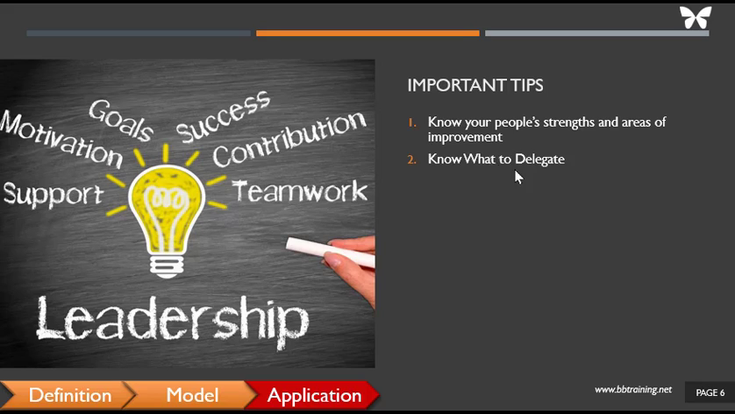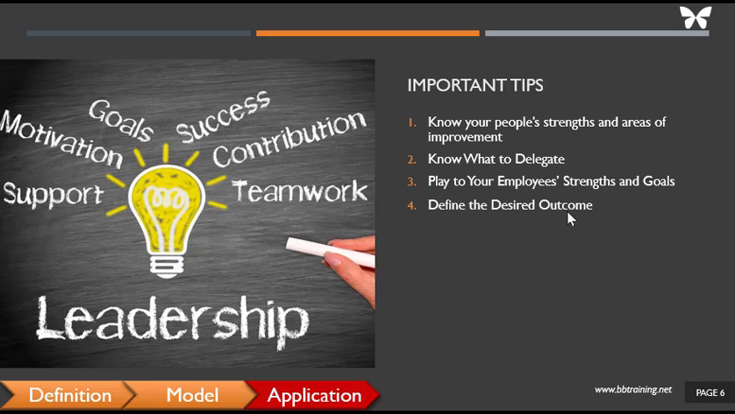The second thing is know what to delegate. And these points 1 and 2 actually go hand in hand. So when we know what to delegate and whom to delegate, that's how it works. Play to your employees' strengths and goals, which means you know what somebody is good at and what somebody wants to be good at. So that's how you need to play the delegation game.